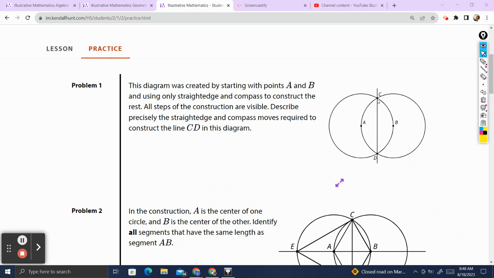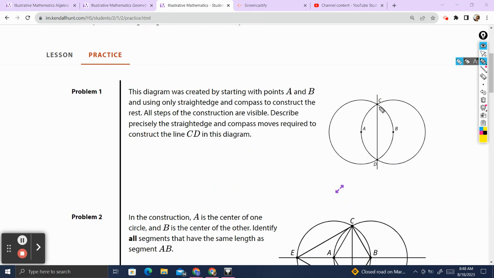So we're trying to identify what it took to draw CD in this diagram. When you see overlapping circles like this, something you should start getting used to is thinking about the radius of each circle. Now I'm going to highlight just circle B. The reason I'm calling it circle B is because the center is B, and that's the way I'm going to refer to circles from now on. We have circle B and this radius right here, and that's our circle B. That's pretty easy to see once we've highlighted it.